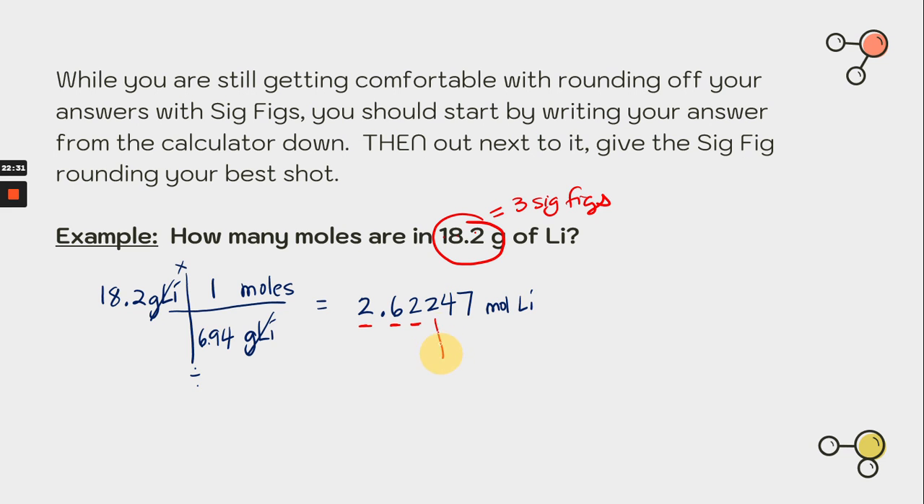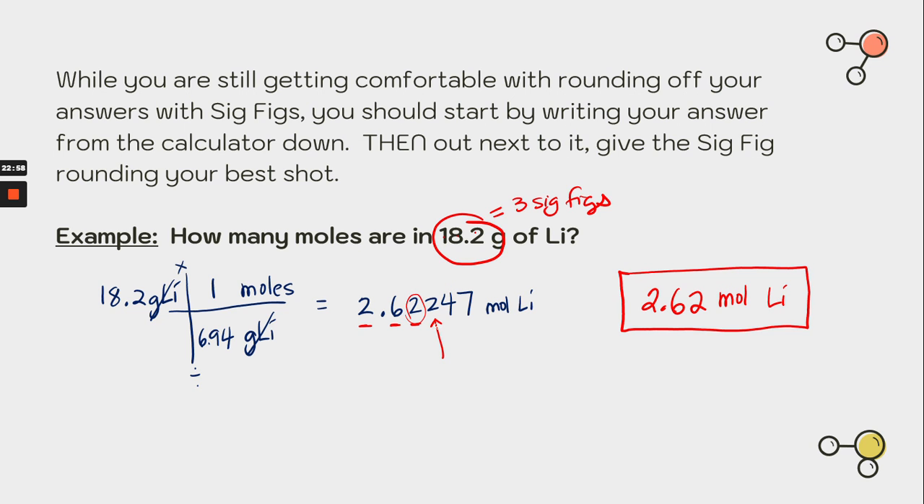Then I look right here at the fourth one. I'm not going to keep it, but it's going to determine if I should round up this last number. Well, a 2 doesn't round anything up. So what I would do if I'm still getting used to this idea is I would go ahead and write this down, and then out to the side, I'm going to give it my best shot, rounding it off to the correct number of sig figs. And then this is called boxing your answer. It's good to box your final answer so you know.